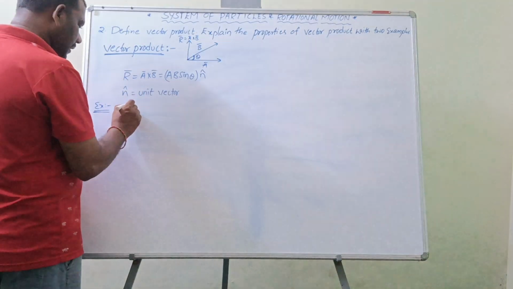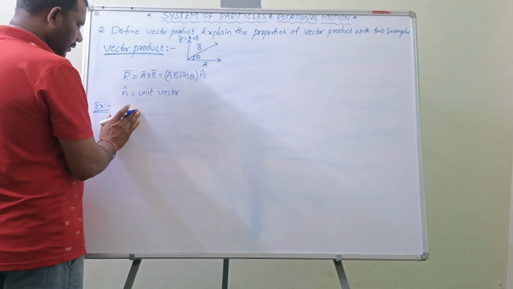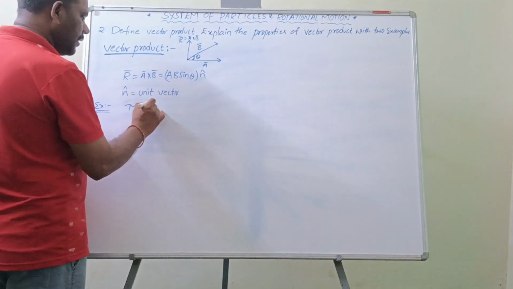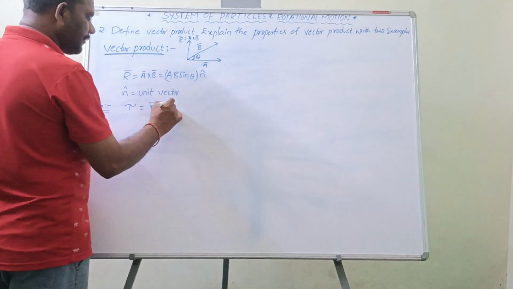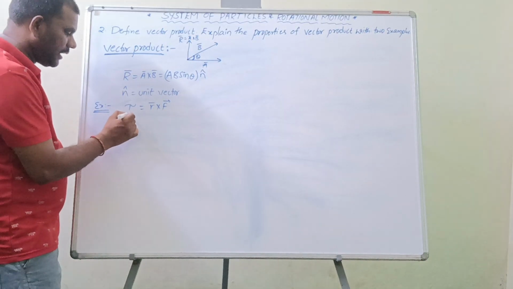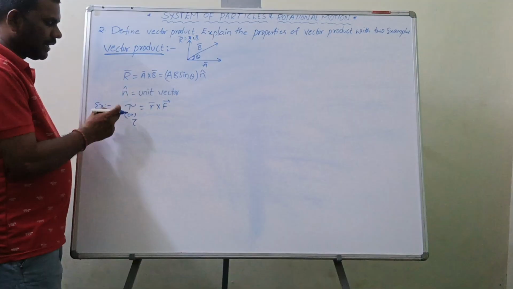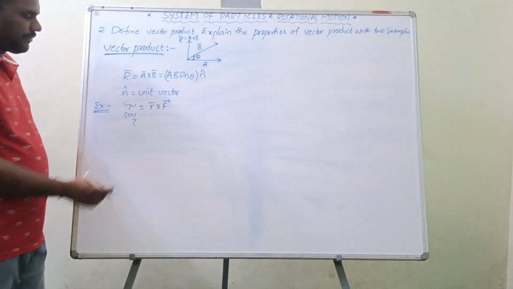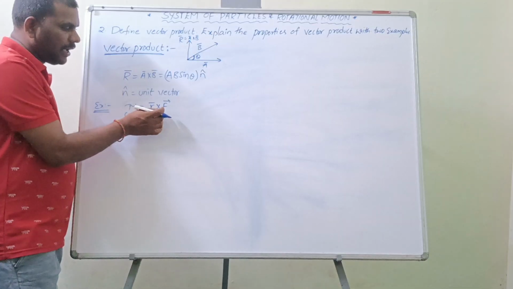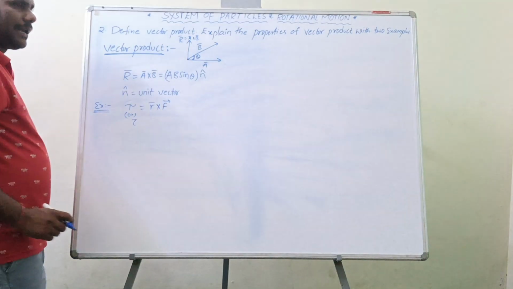The product of torque tau: tau is equal to the product of position vector and force vector. So we can write this as the torque. Torque tau is equal to r cross F, where r is the position vector and F is the force vector. The vector product of position vector and force vector is called torque tau.